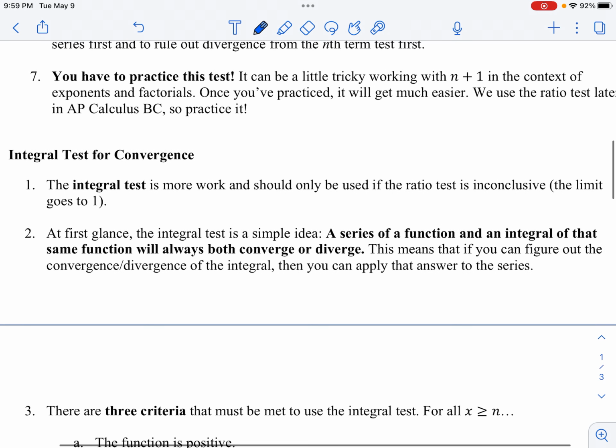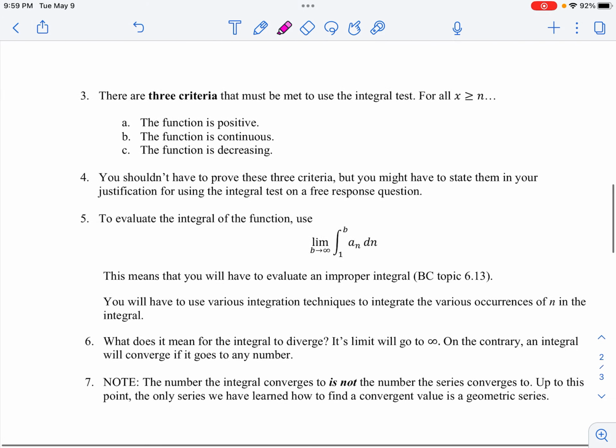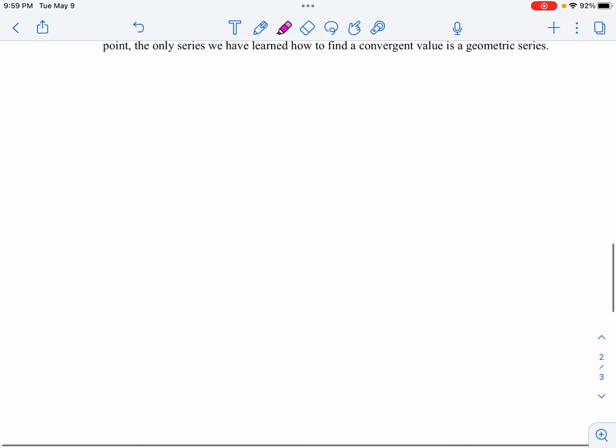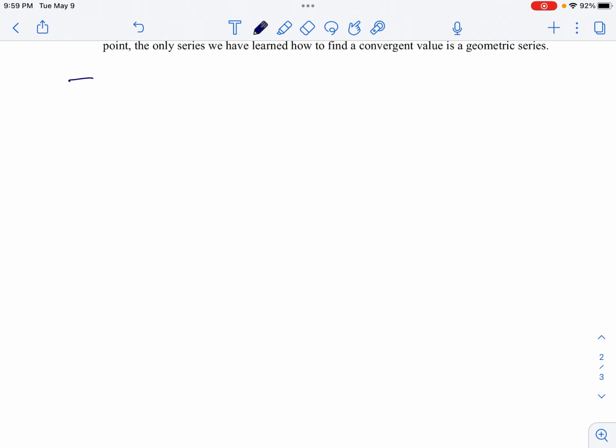And finally, number 7, you will have to practice this test. It can be a little tricky working with n plus 1 in the context of exponents and factorials. Once you practice it, it gets much easier. And we'll use the ratio test later in the last part of AP Calculus BC, so it's really important. So what I want to do is practice this before we go on to the integral test.